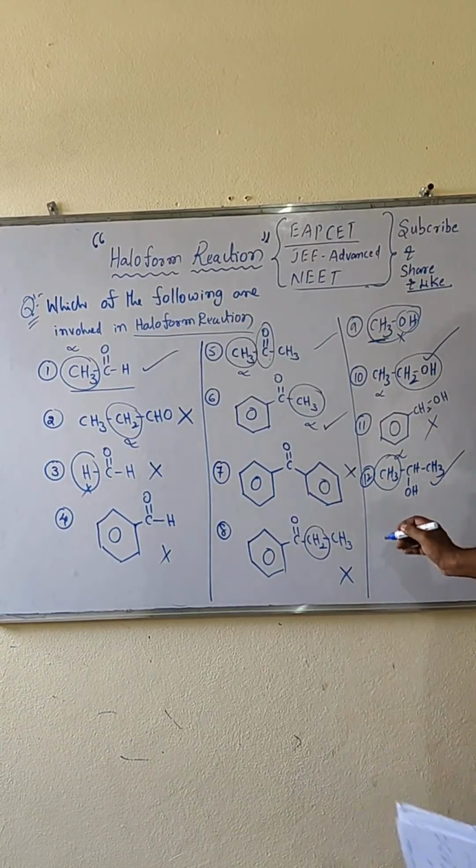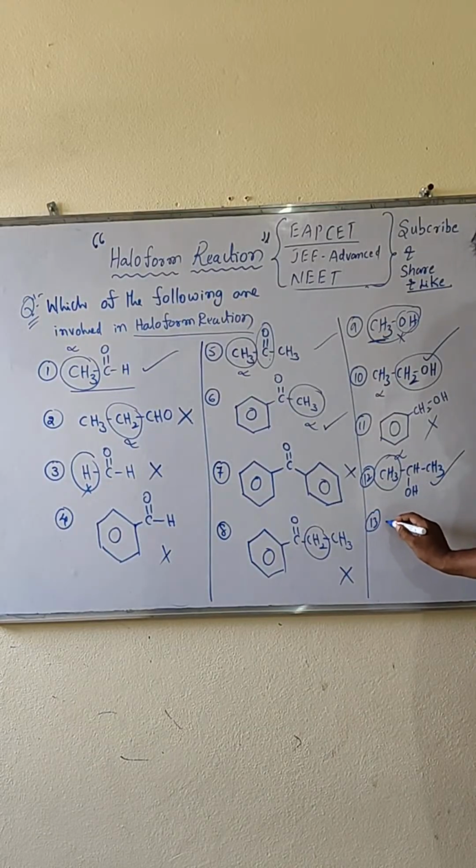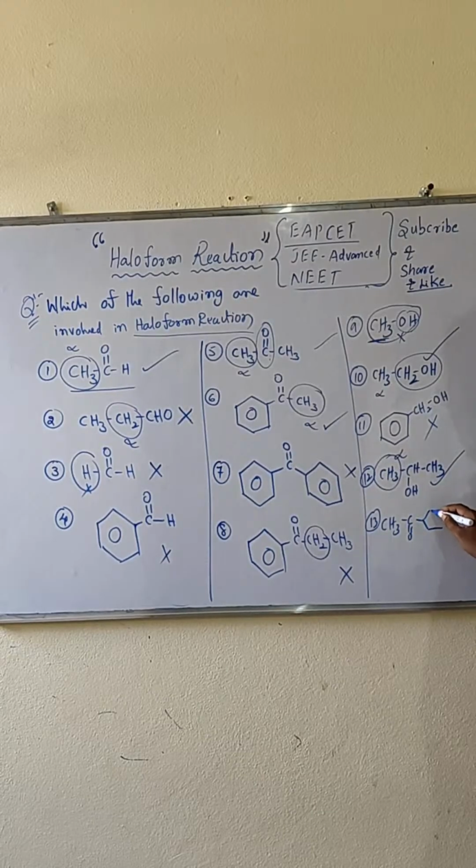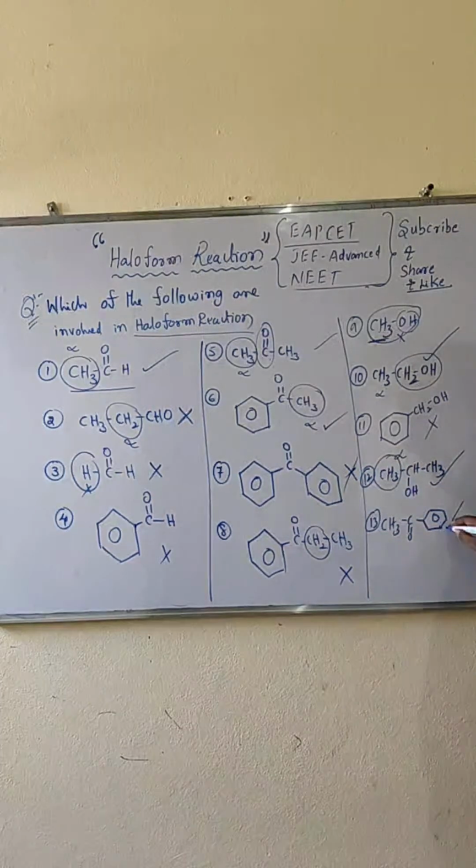Next one more, the 13th one. CH3, then C double bond O, then the benzene is attached at this position. We call it acetophenone. Is that involved in the haloform reaction? Yes, acetophenone is involved in the haloform reaction. Benzophenone is not involved. So it is involved.